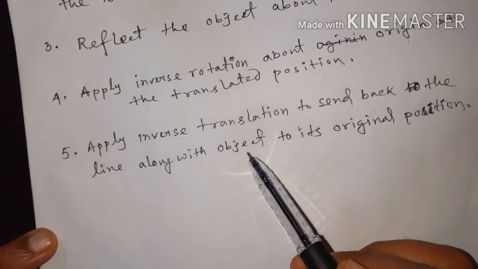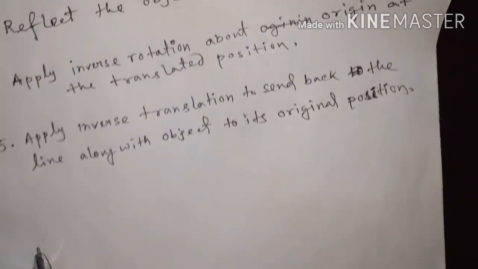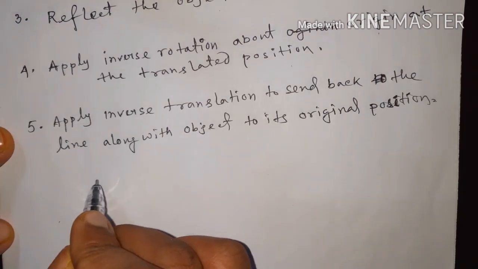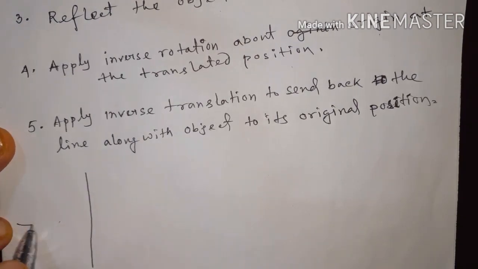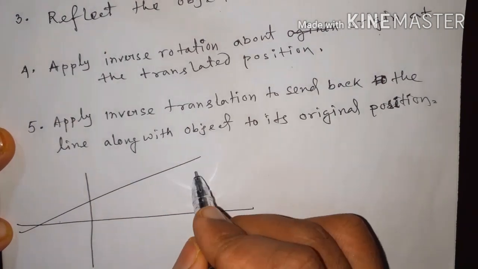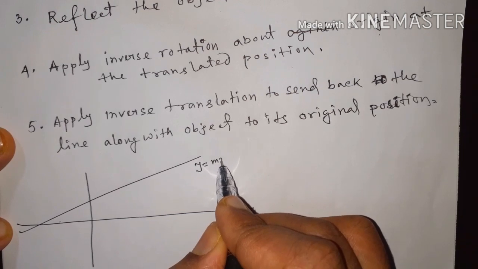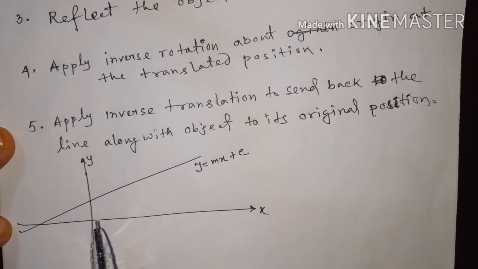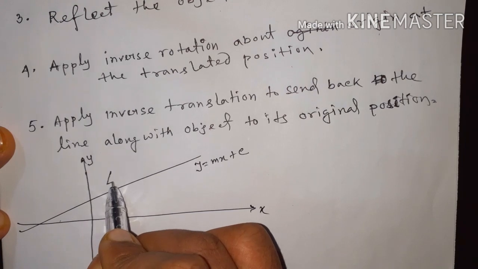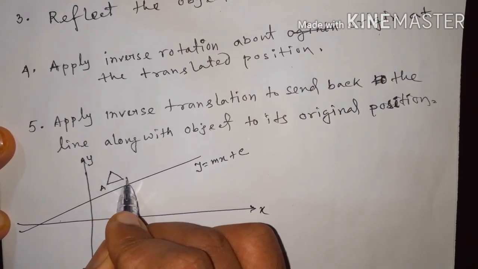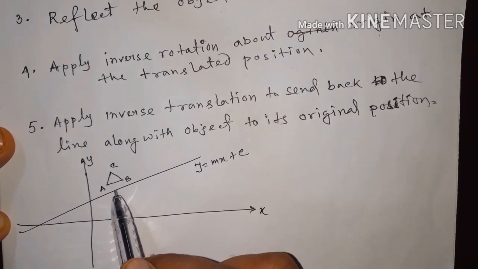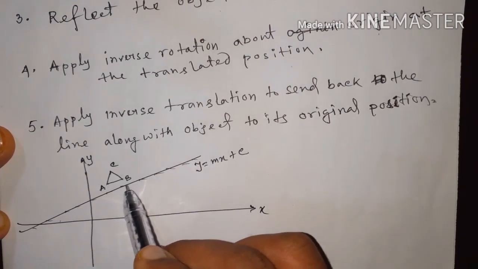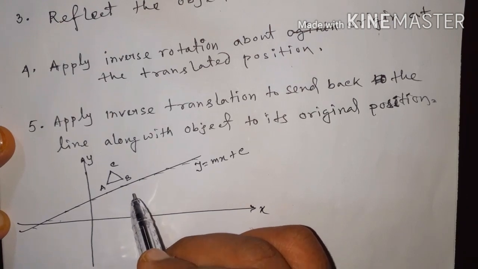For example, if we consider an object ABC with an arbitrary line y equal to mx plus c, the x-axis, and the y-axis. So suppose an object like this, ABC. If we reflect that object about that line, that means if I put a mirror on top of that line, then where it will be reflected we have to calculate.